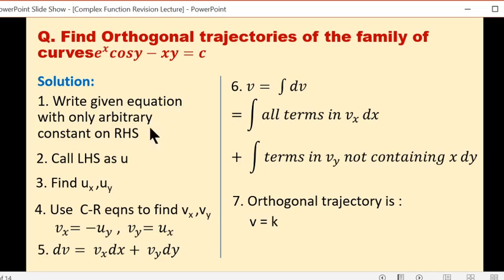First, write the given equation with only the arbitrary constant on the right hand side. So write the equation in such a way that all terms come on the left hand side, only the arbitrary constant is on the right hand side. Call the LHS as u. Then you find its partial derivatives ux, uy. You use Cauchy-Riemann equations to find vx and vy. That is, vx is minus uy and vy is ux. Substitute this in the total differential formula, dv equal to vx dx plus vy dy. Once we get dv, we integrate the dv to get v.